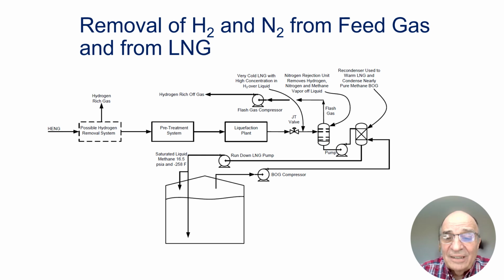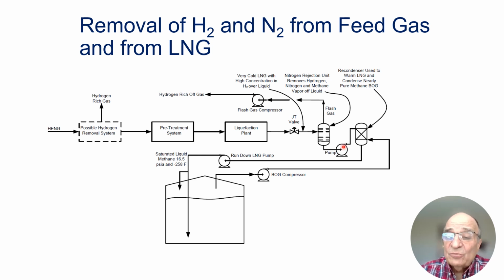So you can take the liquid from here and use it in a recondenser, because if it's colder than the liquid that's stored in your tank, you can take this BOG, boil-off gas, and recondense it into liquid using the cold LNG that came off your NRU to recondense it. Now, why did I use a recondenser here and not earlier?